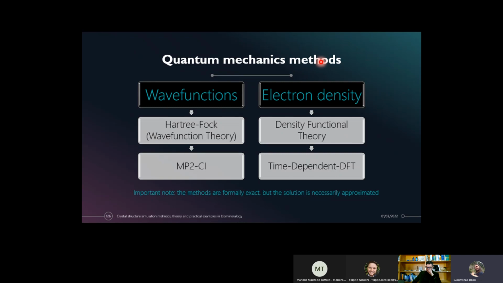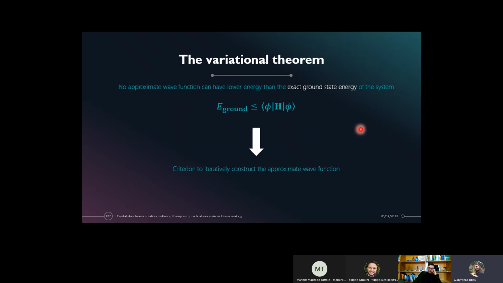Two main approaches in quantum mechanics: some related to the wave function, the construction of the wave function based on Hartree-Fock theory, and some based on the electron density, so density functional theory. This is a link towards crystallography, because the electron density is an experimental observable that can be studied by X-ray diffraction. These are the two best known methods at the moment, wave function methods and time-dependent methods.